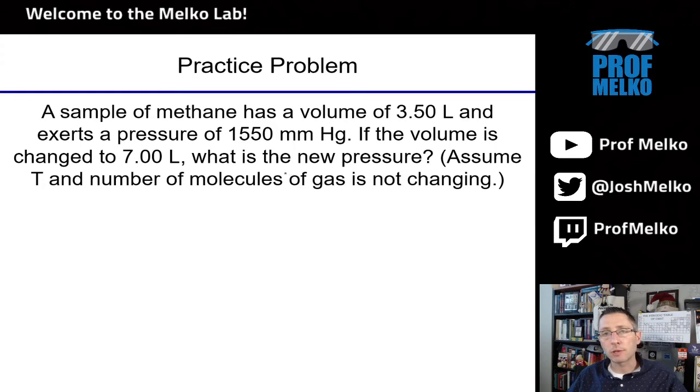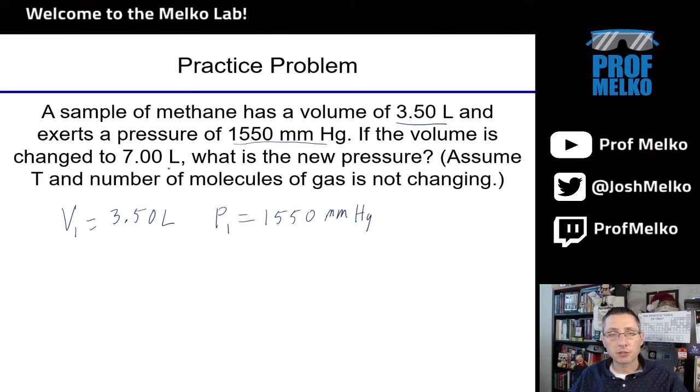As we go through this lecture, there's going to be a lot of problems like this, and you have to identify: is it Boyle's law, Charles' law, Gay-Lussac's law, or some other law? The best thing to do is read the problem through once, and then read it through again and identify each of the quantities given. So let's read this again. A sample of methane has a volume of 3.5 liters. V1 equals 3.5 liters. And exerts a pressure of 1,550 millimeters mercury. So I know that is P1, the pressure given with this volume. P1 is 1,550 millimeters mercury.